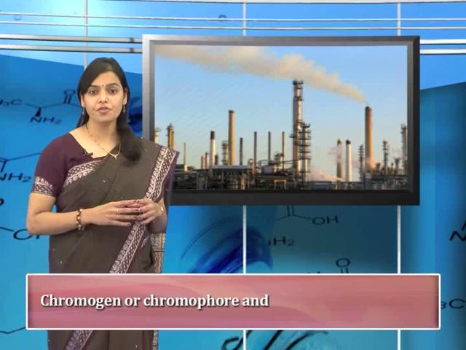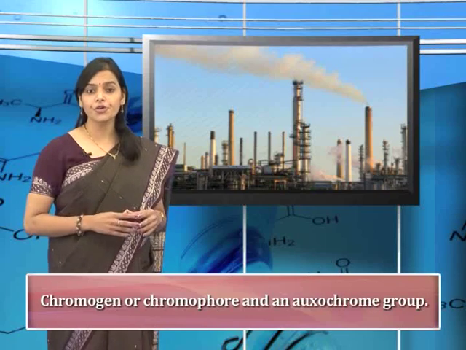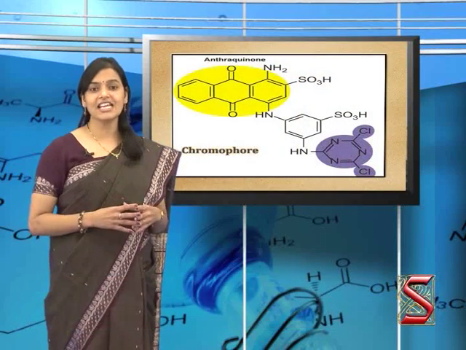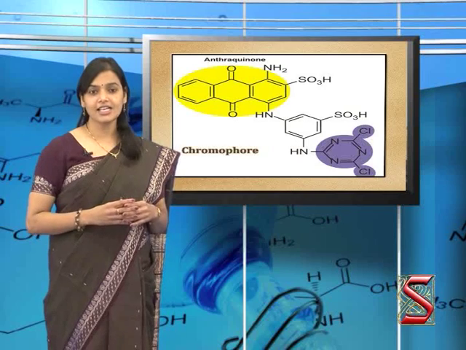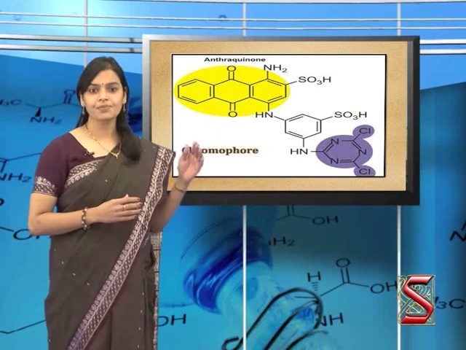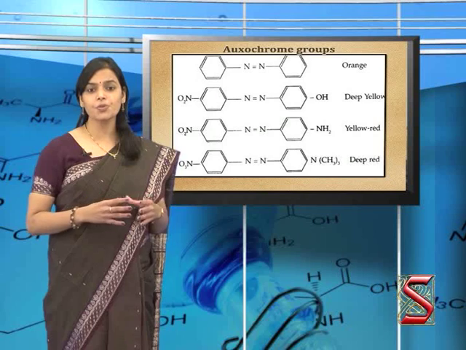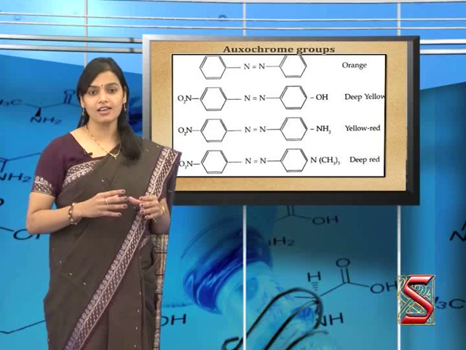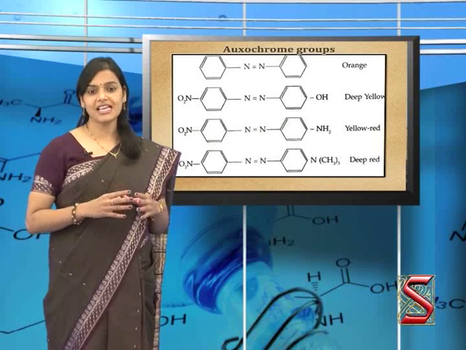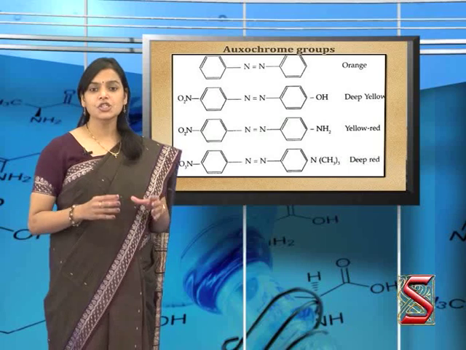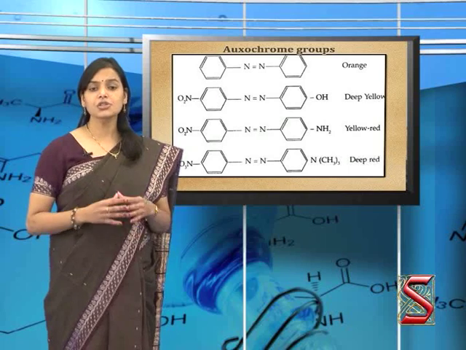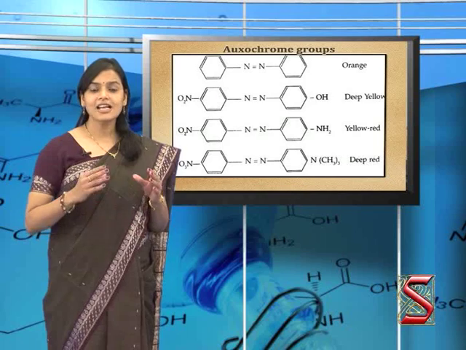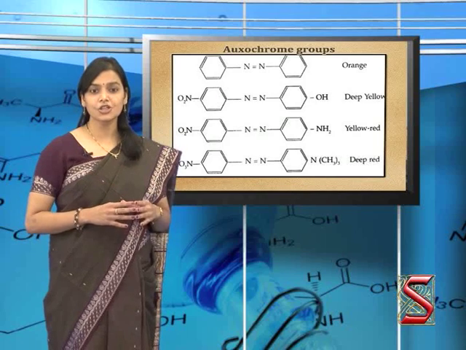Most dyes contain a chromogen or a chromophore and an oxochrome group. The chromophores that impart color to dyes include these. Meanwhile, the oxochrome group intensifies the color of the dyes and forms chemical bonds with fibers to help the dye adhere to the fibers strongly. Some important oxochromes include these.